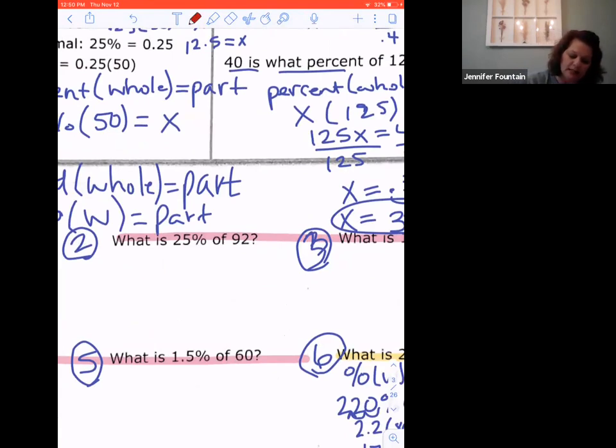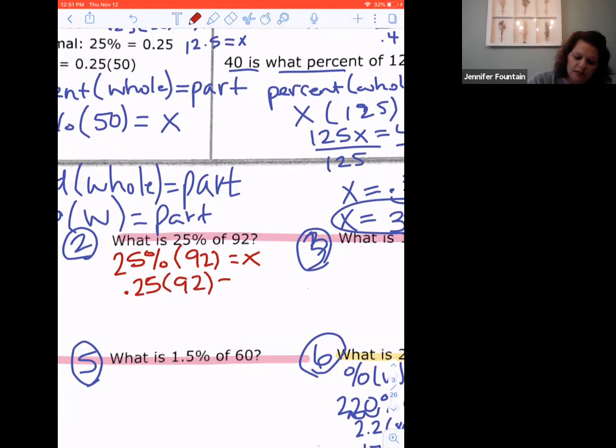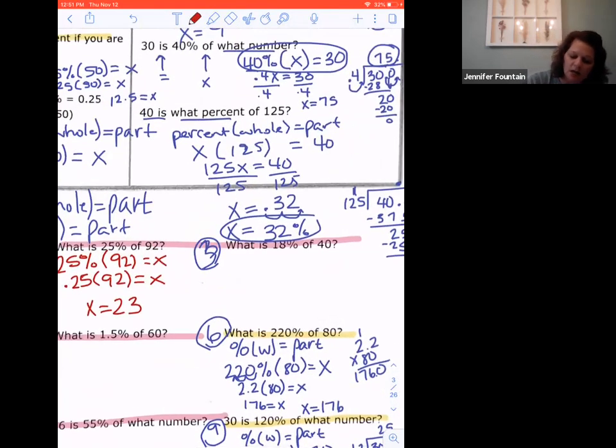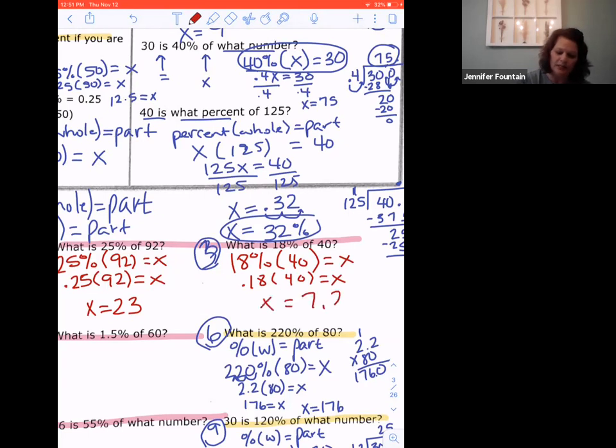So here, what is 25% of 92? So 25% of 92 equals x. So we'd have to change that to 0.25 times 92 equals x. And when I multiply, we find that x is equal to 23. Number 3, what is 18% of 40? So 18% of 40 is 18% times 40 equals x. I have to convert 18% to a decimal, so I have 0.18 times 40 equals x. So x ends up equaling 7.2.